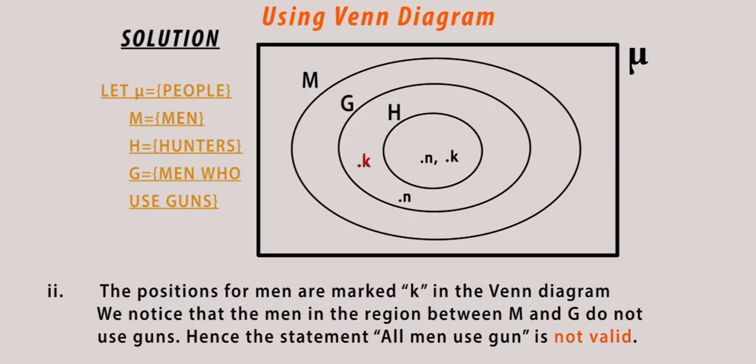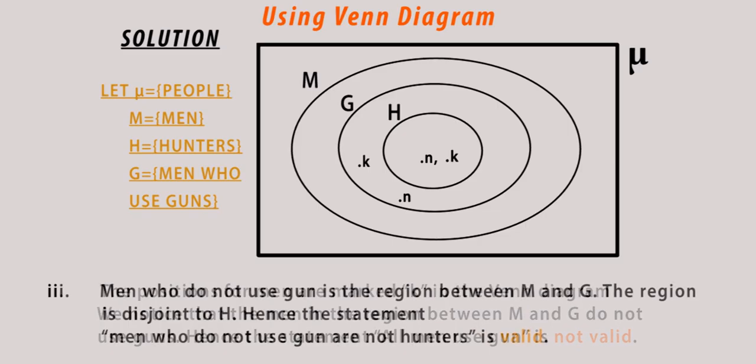I hope you are getting along. Let's take the third one. Men who do not use guns is the region between M and G. The region is disjoint to H. Hence, the statement men who do not use guns are not hunters is valid. Well, I hope you understand. Now let's take another example.